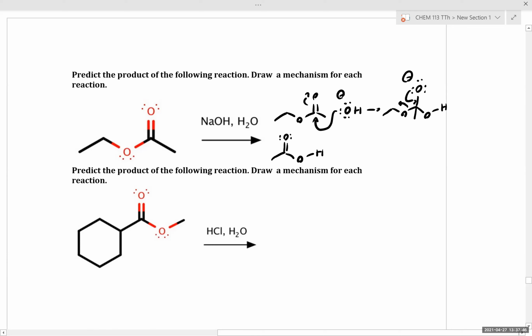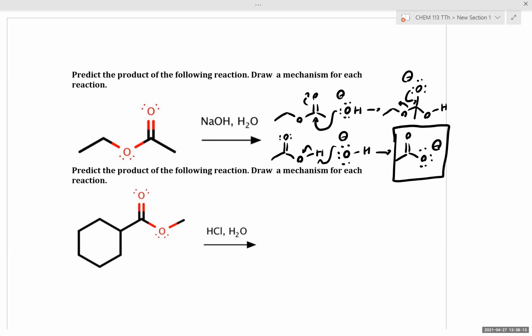So after this tetrahedral intermediate collapses, we have a carboxylic acid, but that carboxylic acid is highly acidic. So it's going to immediately get deprotonated by hydroxide, and that gives us our carboxylate anion. And that's what sits around in solution until the reaction is quenched. Does this first mechanism look reasonable? Perfect, perfect.